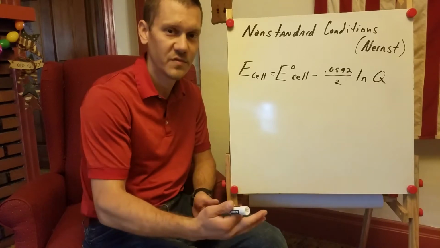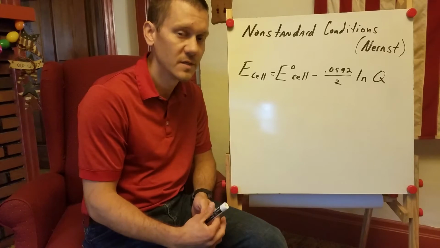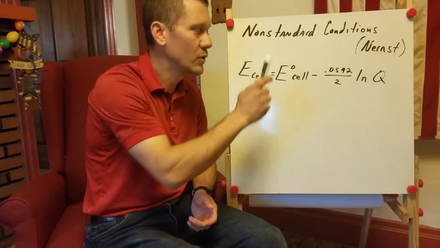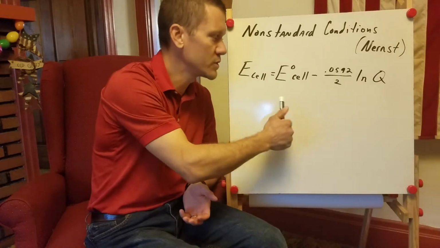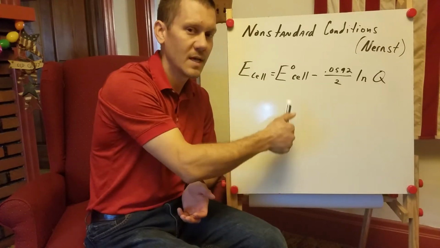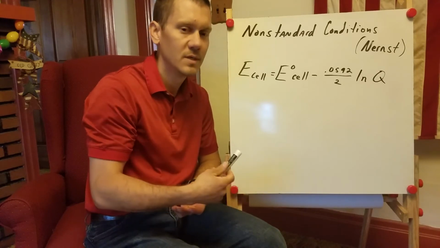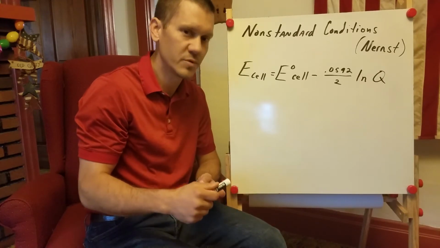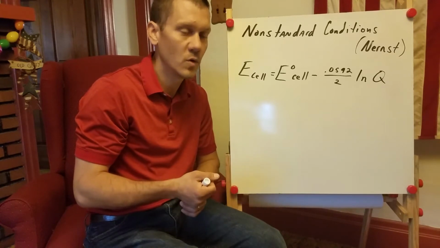Last video we talked about the voltage and how we calculate those types of things. Today we're looking at non-standard conditions. This is what's known as the Nernst equation, and last time we talked about your standard reduction potentials. Standard conditions have to do with the temperature, pressure, and molarity of the things going on in your equation.